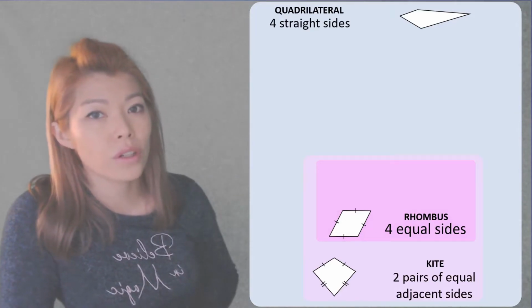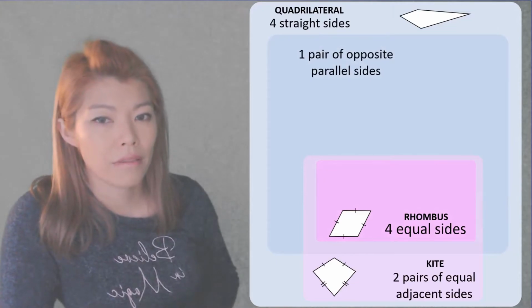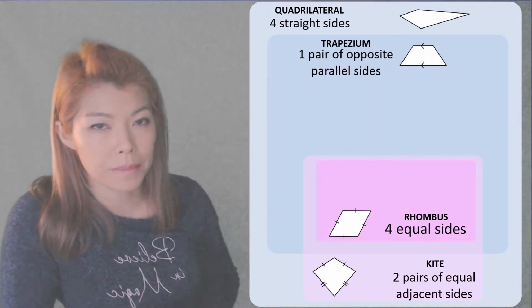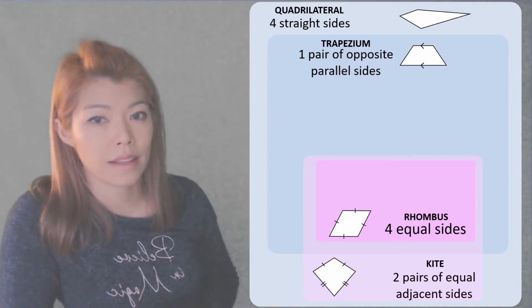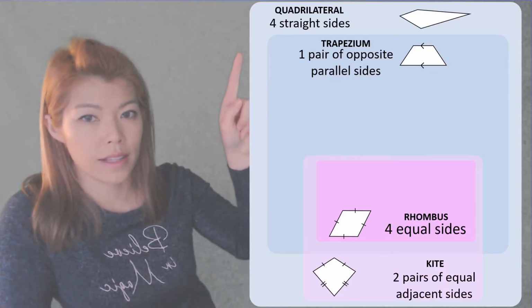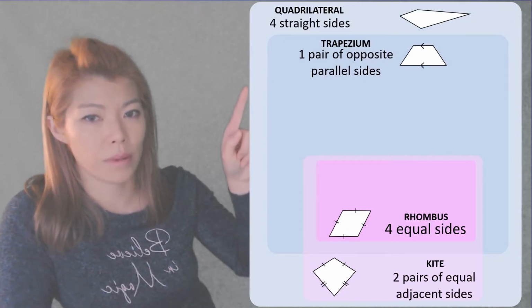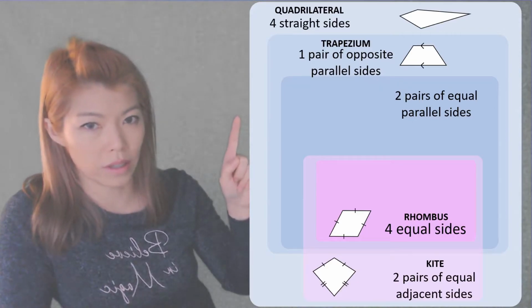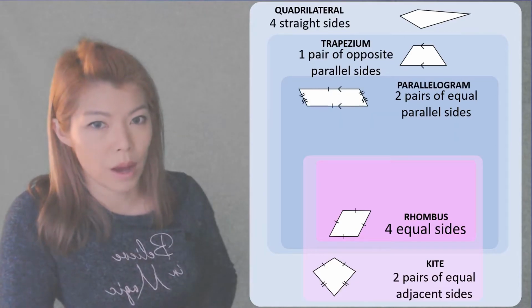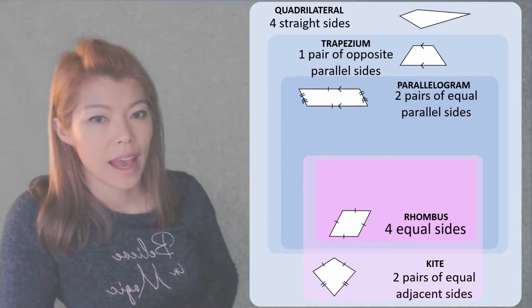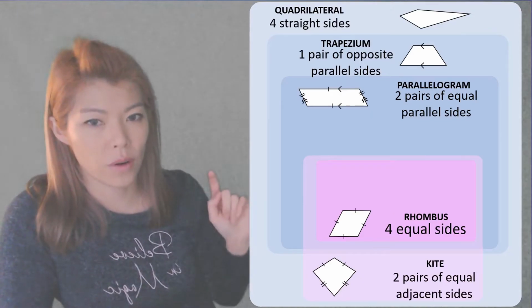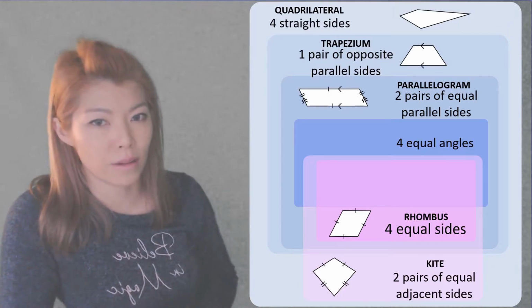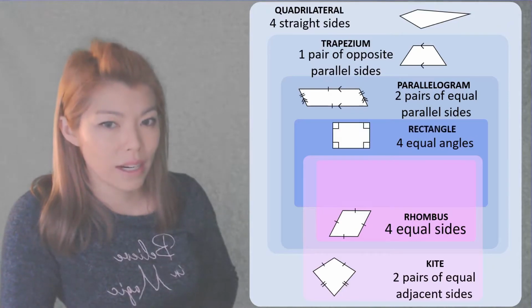Another type of quadrilateral can have a pair of opposite parallel sides, and that is the trapezium. Now, if it has 4 straight sides with 1 pair of opposite parallel sides and 2 pairs of equal parallel sides, we call this a parallelogram. And if it fits all these 3 requirements and it has 4 equal angles, that would be a rectangle.